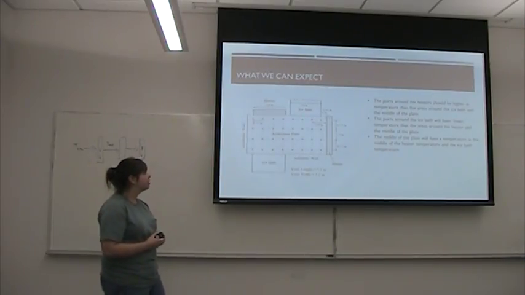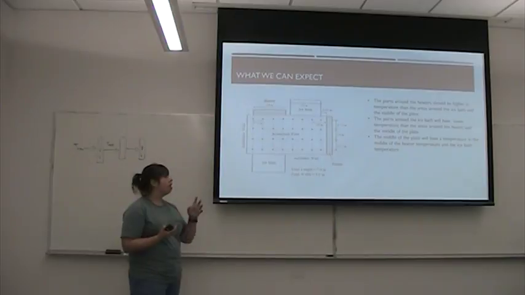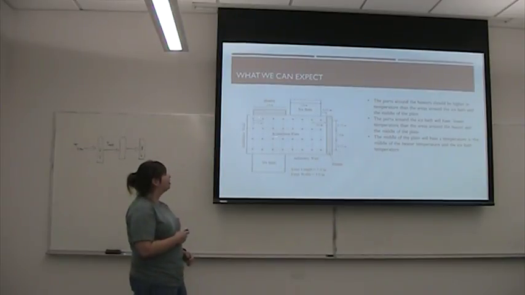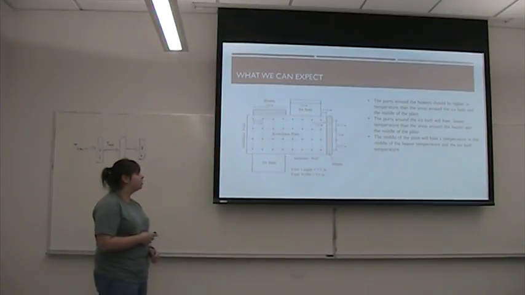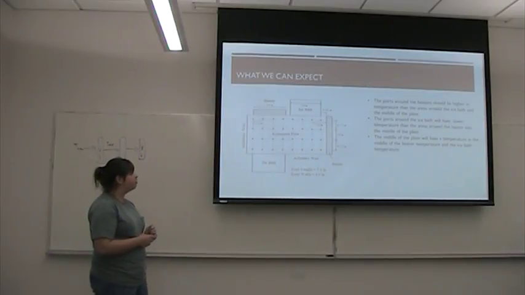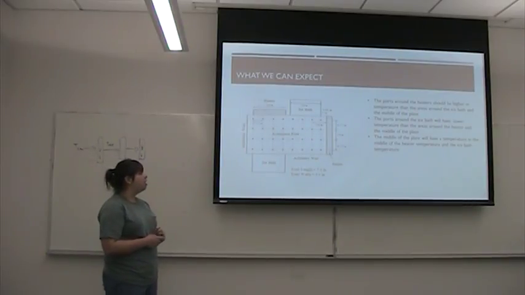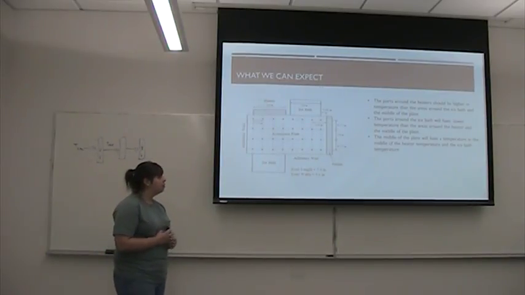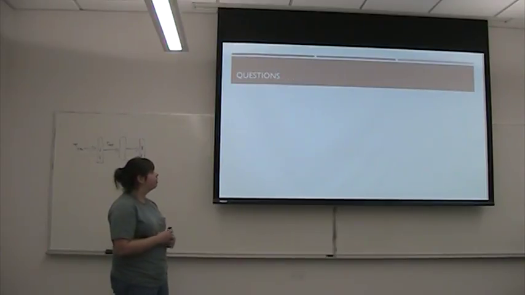So what can we expect? Just common sense, it's going to be a lot hotter near the heaters and colder near the ice baths, but you're going to get a nice equilibrium point right around the middle of that aluminum plate. Any questions?